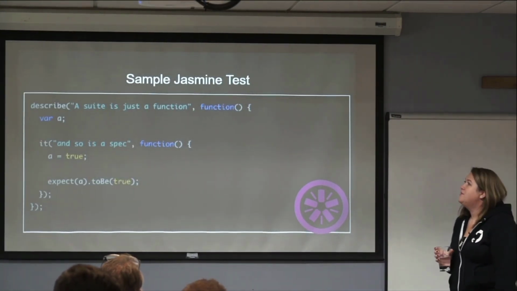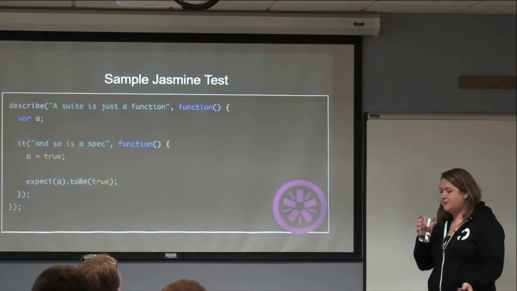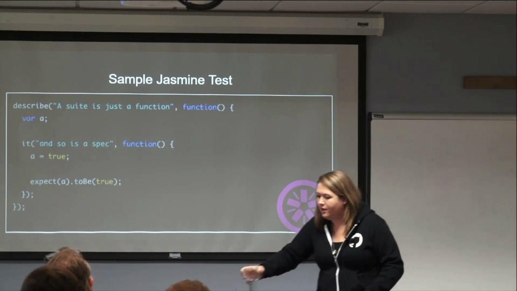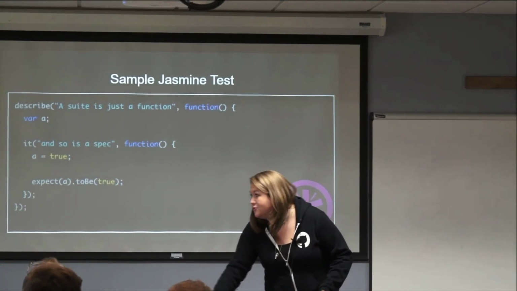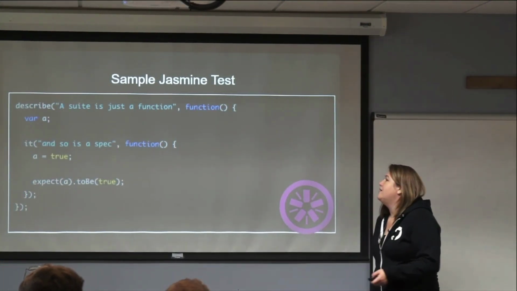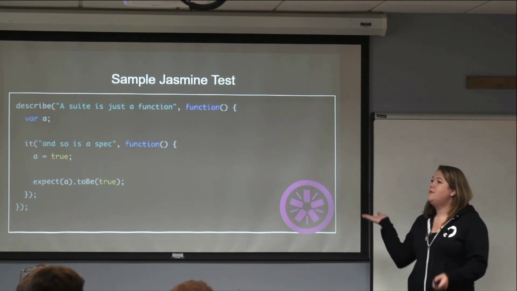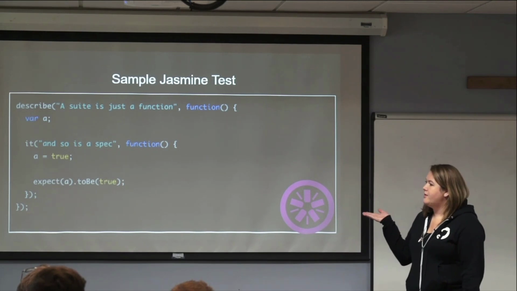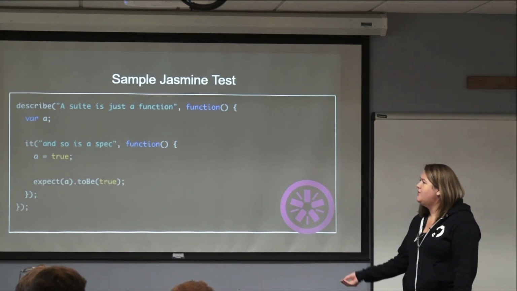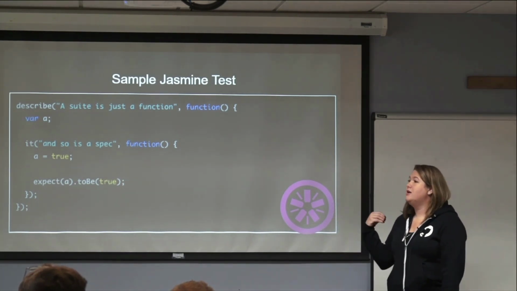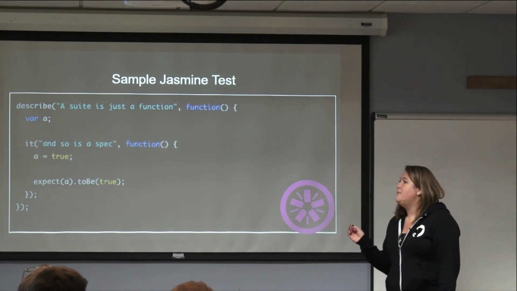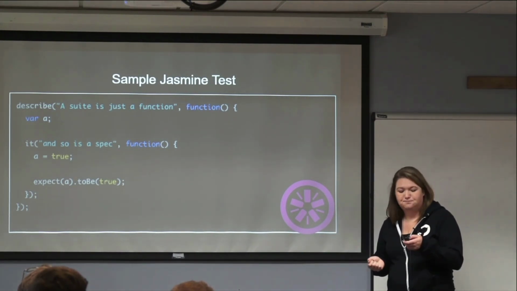Here is a very simple example of a Jasmine test. As you can see, we have a description. We're defining a variable. We have an it statement which defines your test. And we are assigning that variable a value. And then at the end, we are putting in our assertion or expectation, verifying that the variable has the value we expect it to.